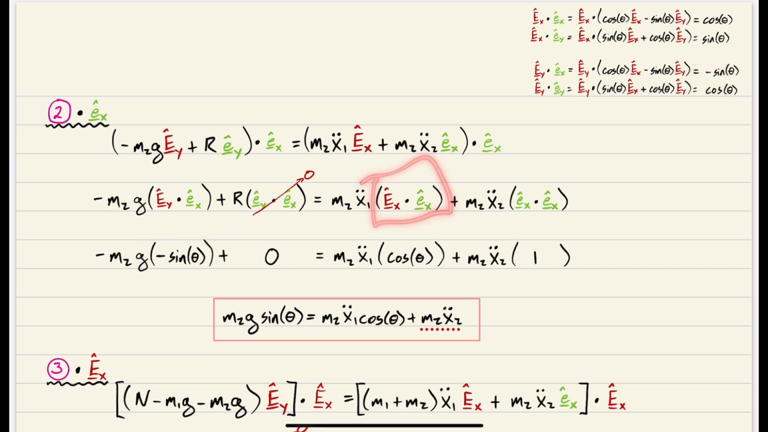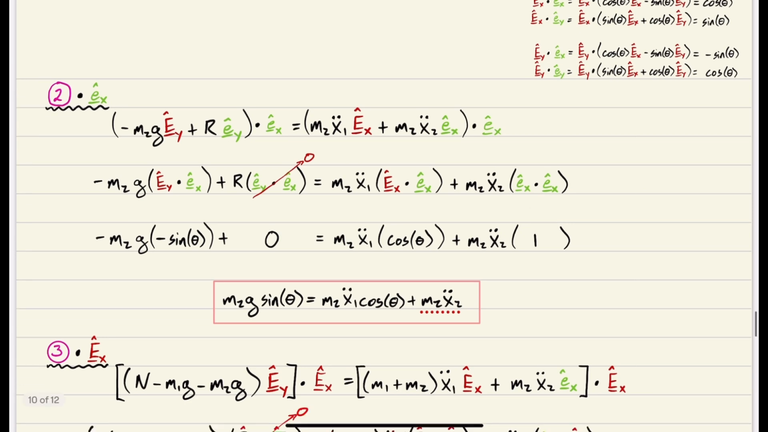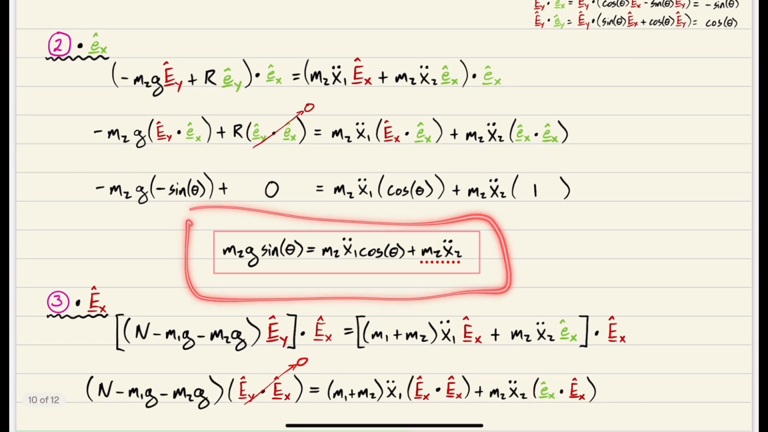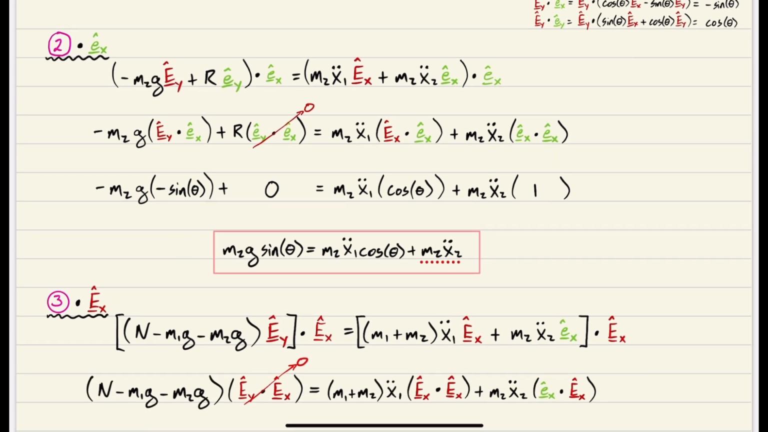Red EX dotted with green EX. Well, that's this one right here. That's just equal to cosine theta. So I'm just going to plug in cosine theta. And then this was 1. And so I have my first equation, x1 in terms of x1 double dot, x2 double dot.